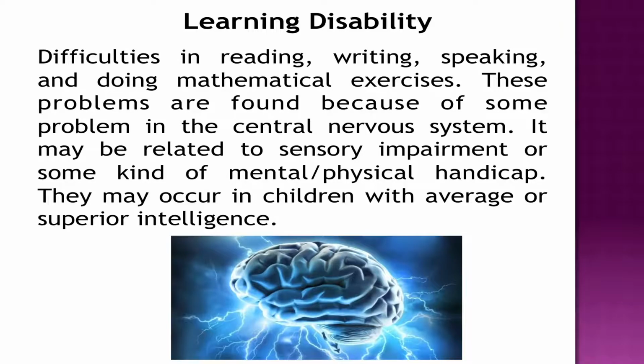Now let's talk about learning disability. It is a disorder which leads to difficulties in reading, writing, speaking, and doing mathematical exercises. These problems are found because of some problems in the central nervous system. It may be related to sensory impairment or some kind of mental or physical handicap. They may occur in children with average or superior intelligence. If not remedied, they may continue and interfere with their personal and social development in subsequent years.